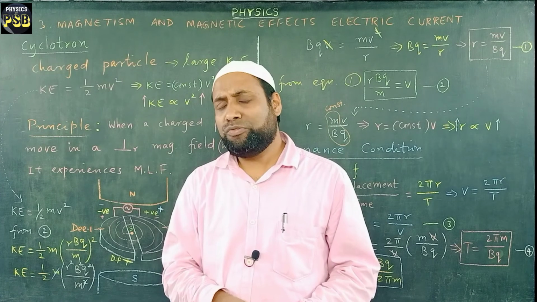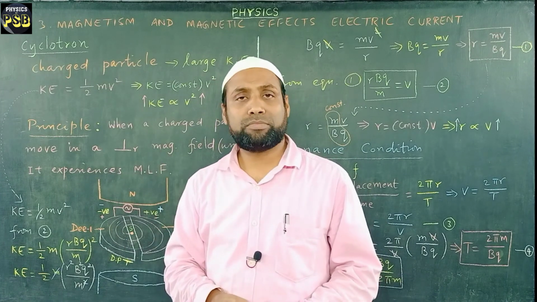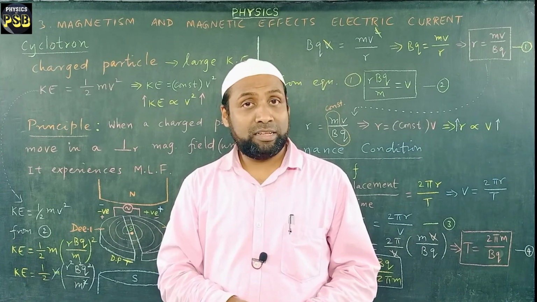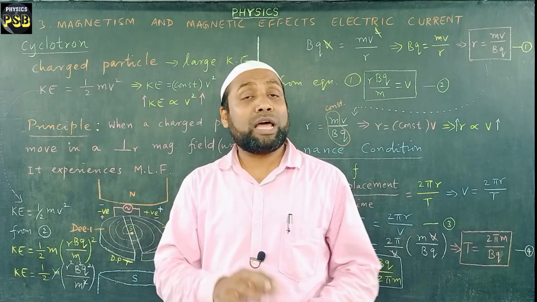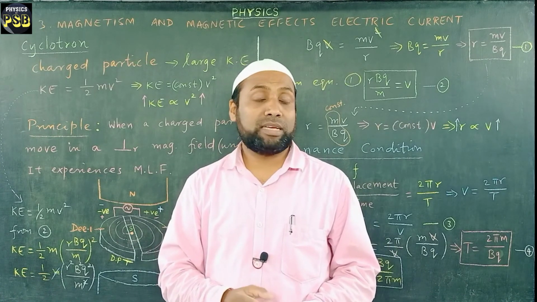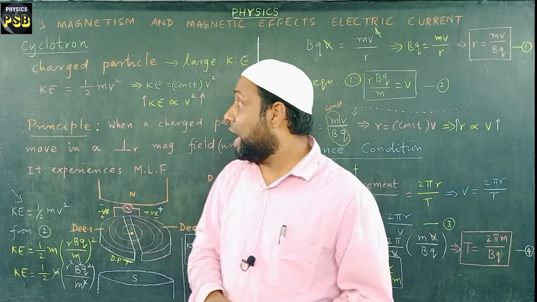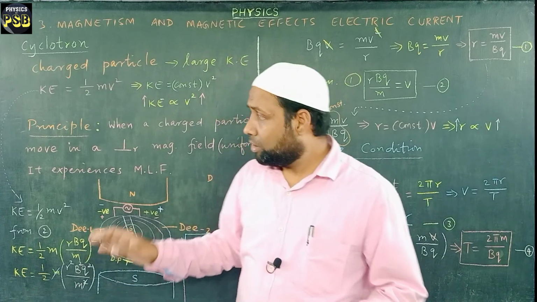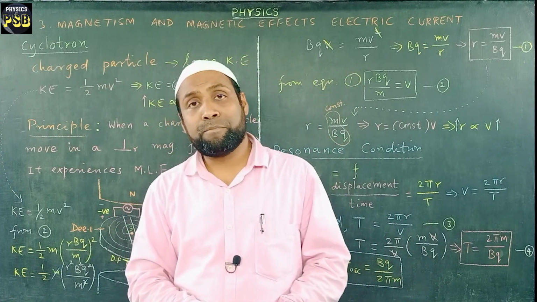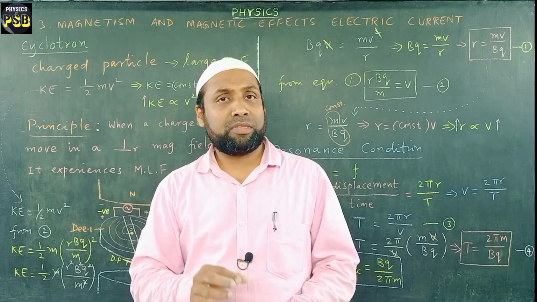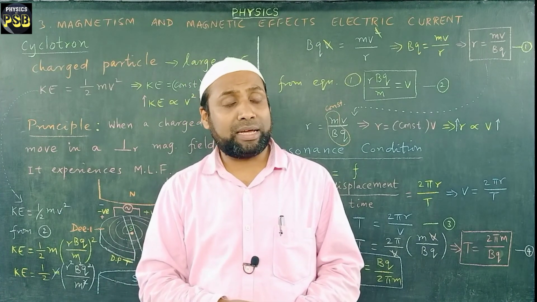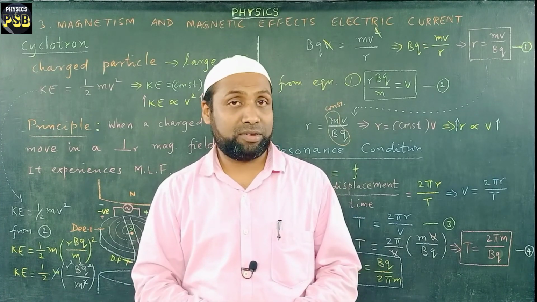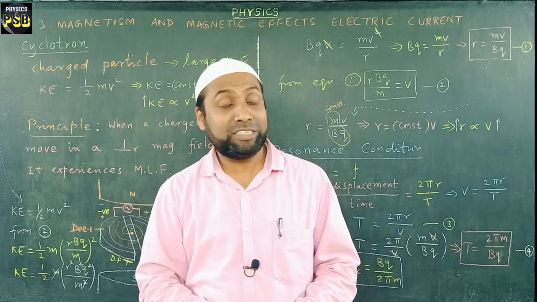Now let me tell you a few limitations of the cyclotron. In a cyclotron, we cannot accelerate the particles which do not have charge. Second, electrons cannot be accelerated in a cyclotron. Third thing, in a cyclotron, the speed of the particle is limited. The velocity of the particle is limited. Okay. So these are some of the limitations of the cyclotron.